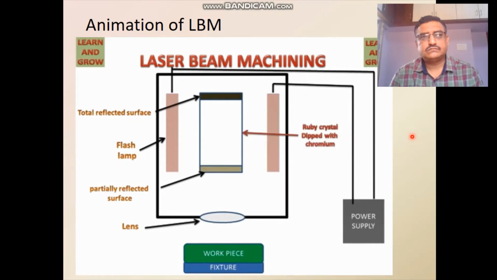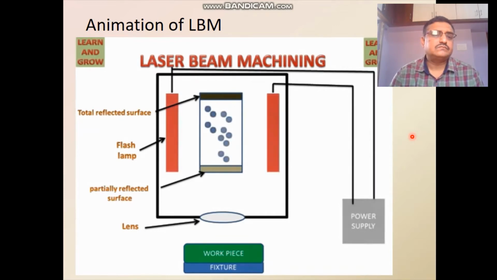Now see the working of the laser beam machining. What will happen? The power supply source gives power to the flash lamp, and the flash lamp will flash and excite the electrons in this ruby crystal. When flashing is off, these electrons reach the ground state and liberate light energy, and these photons or light energy will be reflected again and again by the totally reflecting surface and pass through the partially reflecting surface.